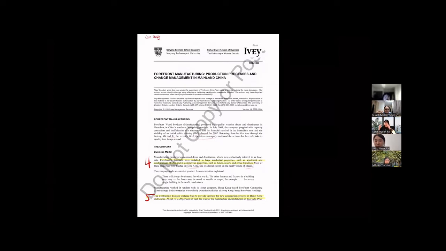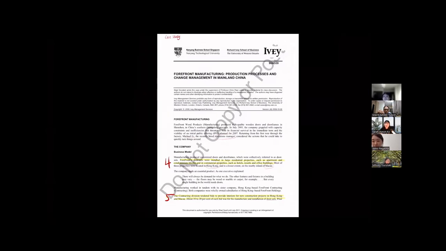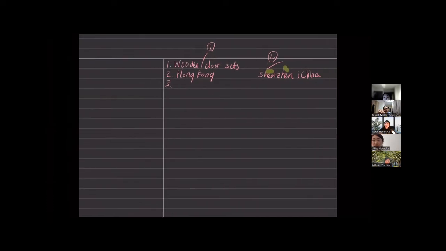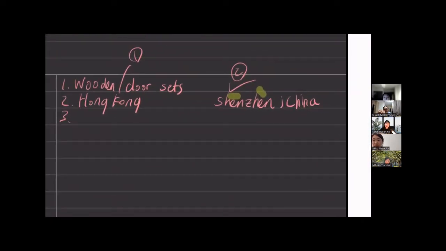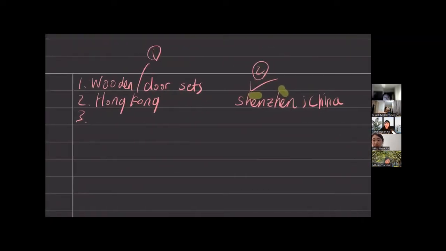Actually, I want to mention that Shu and I did this task together. It's okay. Good. Okay, let me answer the questions. Number one question was, what is the main product produced? And we think that the answer is wooden door sets.